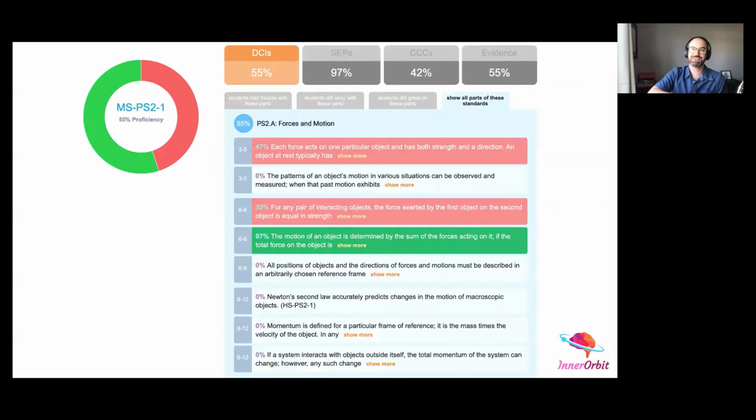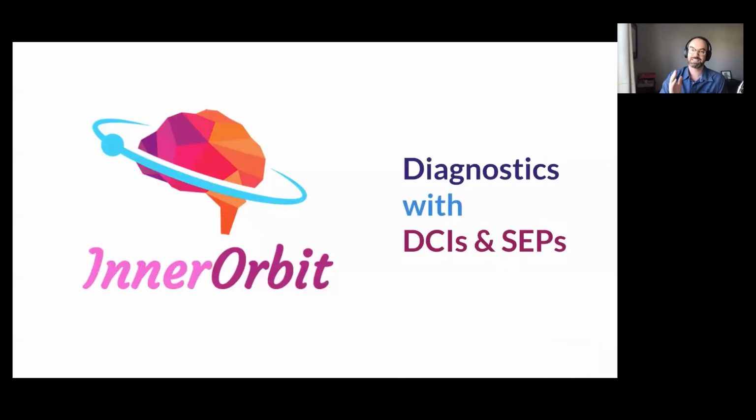On Inner Orbit, we track all of these discrete elements and we aggregate them over time. We have so much data for you. Let's talk about diagnostics with DCIs and SEPs. Before we get into formative assessments, we want to understand what students should have learned in the beginning, and that's why we picked apart all those elements within those DCIs and SEPs, the progress that students should have gone through. That's where the diagnostics really come in.